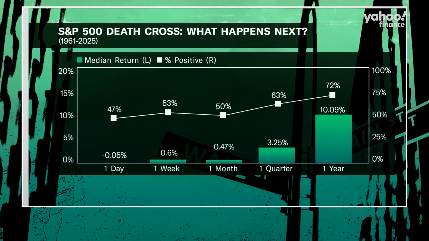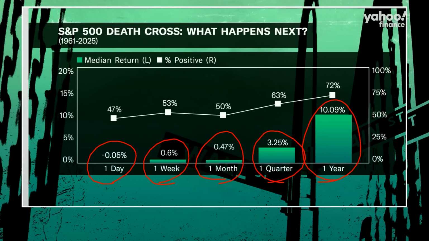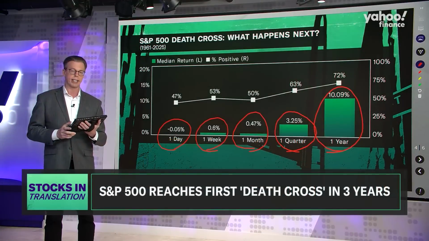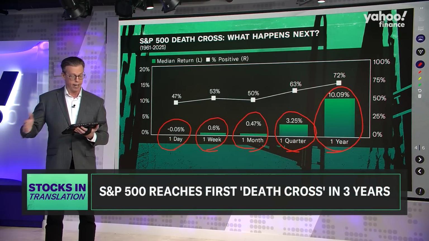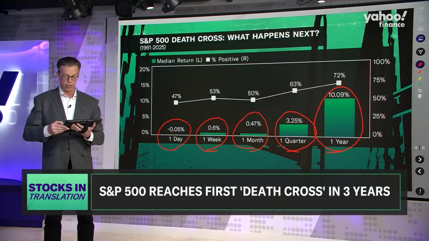This is what happens next after you get a death cross in the S&P 500, 1 day later, 1 week later, 1 month, 1 quarter, and 1 year. And this is the median results going all the way back to 1961. And there were 32 instances, which is not nothing. So we do have a decent sample size here.